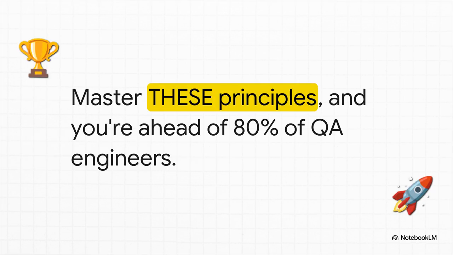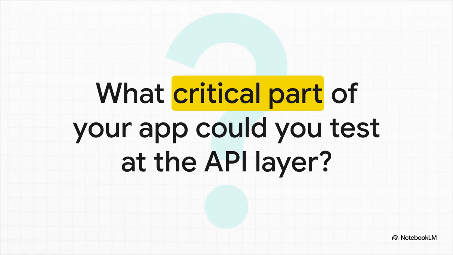And I am not exaggerating here. If you can truly master these 3 principles and apply them every day, you will immediately launch yourself into the top tier of quality professionals in this field. So here's your homework. Go back to your project right now and find just one critical feature that you can test at the API layer. Start small and build from there. In our next explainer, we're going to take this to the next level and show you how to fully automate these tests for even faster feedback. You are not going to want to miss it.